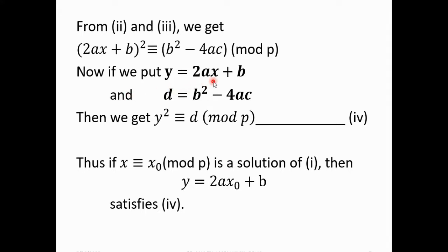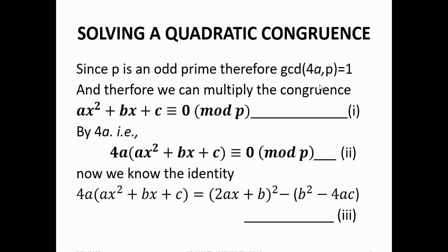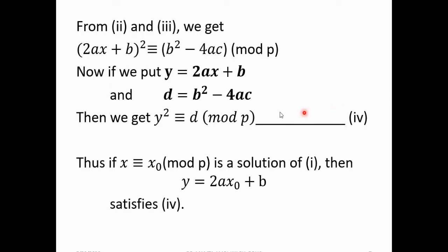Now if we put y is equal to 2ax plus b, and b square minus 4ac is d, then this congruence becomes y square congruent to d modulo p. Let's name it as 4. So this is fourth congruence. Now thus if x is congruent to x naught modulo p is a solution of first, this is first congruence which is given to us, then y is equal to 2a x naught plus b satisfies fourth, because here y is 2ax plus b. So y is equal to 2ax naught plus b will satisfy this.